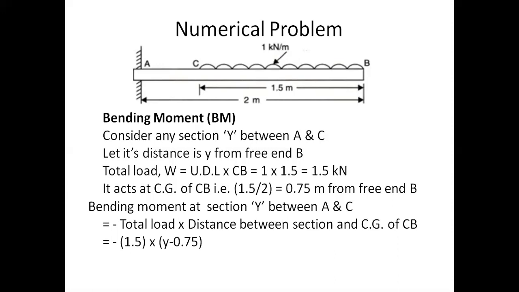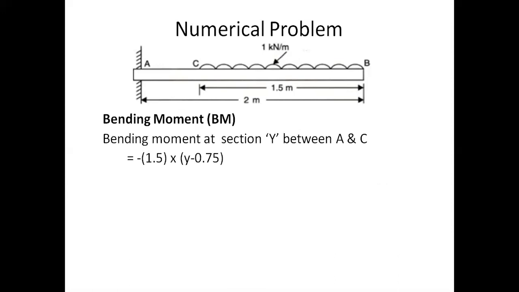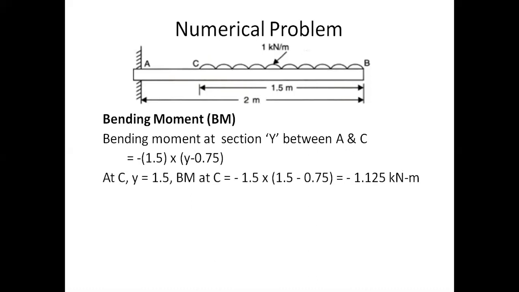So here we have. Let us try to find the bending moment at C and the bending moment at A. Already we have found the bending moment at C in the previous section, between C and B. But now we will calculate the bending moment at C with the help of this new section, and both should be equal. Let us see. At C, what is the Y value? That is the distance from the free end. It is 1.5. Therefore, if we substitute Y as 1.5, the bending moment is minus 1.5 into 1.5 minus 0.75. When we calculate, it comes exactly as we calculated earlier.